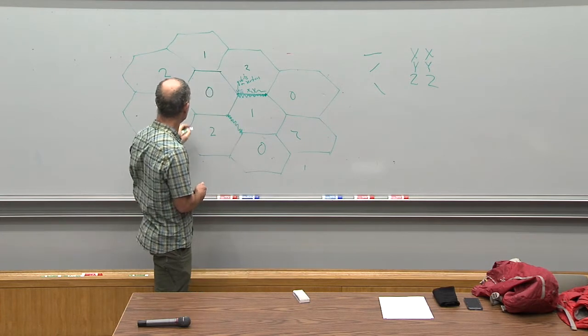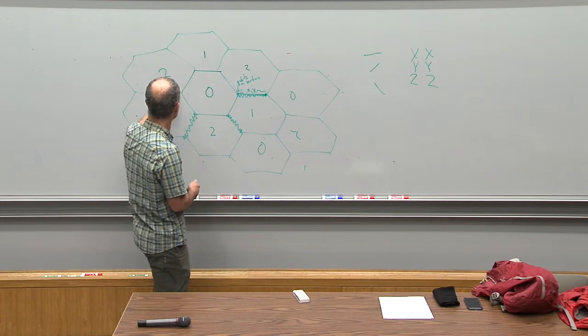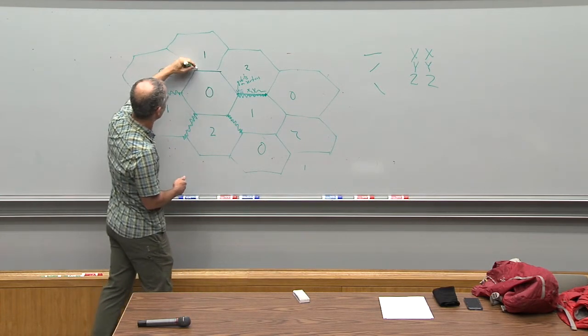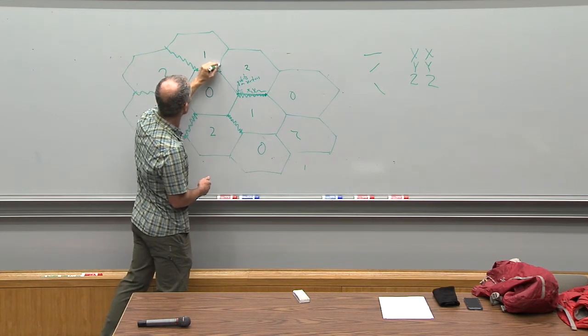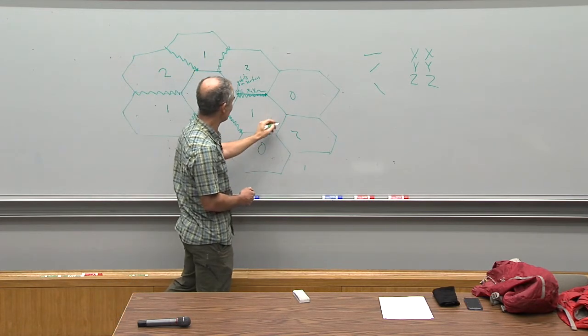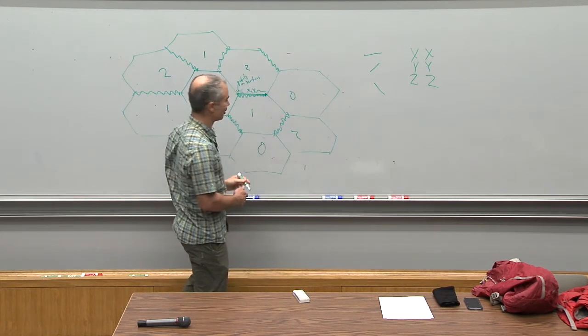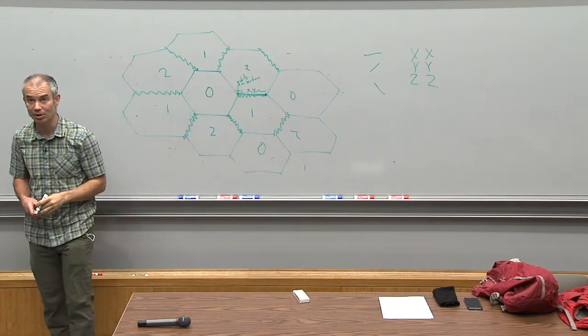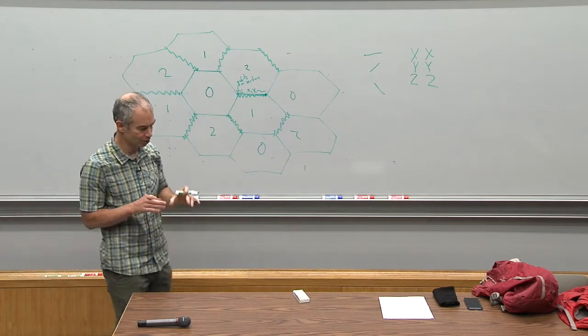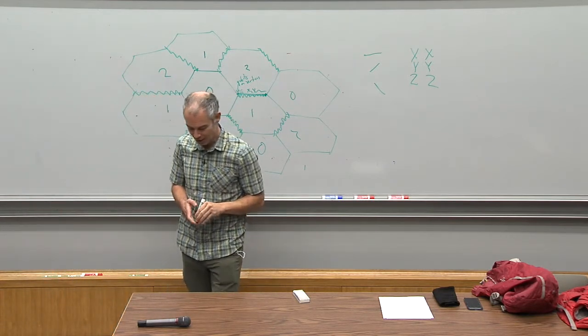This is a zero edge, and so on. So zero edges are the ones that go between two hexagons of type 0. One edges are the ones that go between two hexagons of type 1. Two edges are the ones that go between two hexagons of type 2.